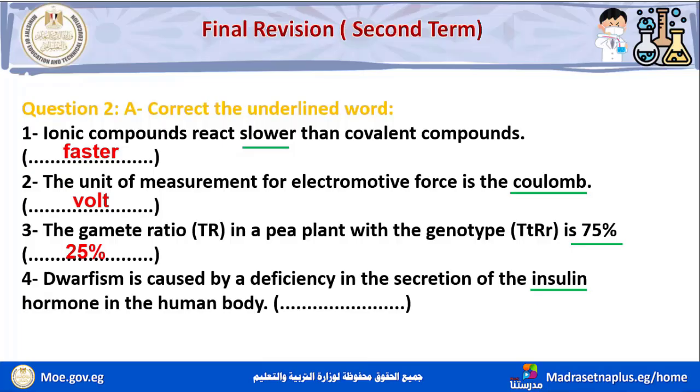Number 4, dwarfism is caused by a deficiency in the secretion of the insulin hormone in the human body. Correct: dwarfism is caused by a deficiency in the secretion of the growth hormone in the human body.